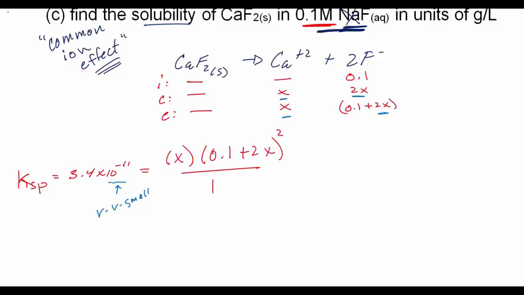So you take something extremely small plus 0.1, you get 0.1 again. Awesome. It's going to be approximately X times 0.1, and don't forget to square it, over 1. So let's take my 3.4 times 10 to the negative 11, divide it by 0.1 squared. You get about 3.4 times 10 to the negative 9.